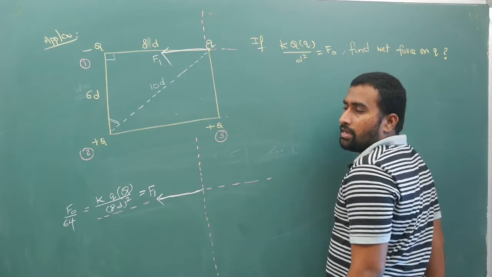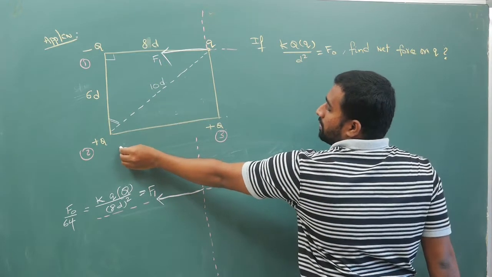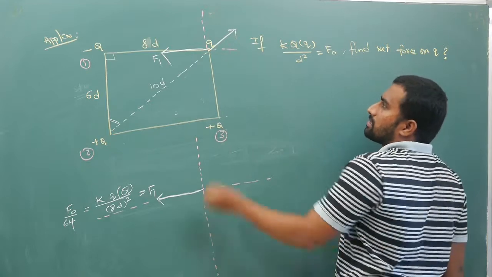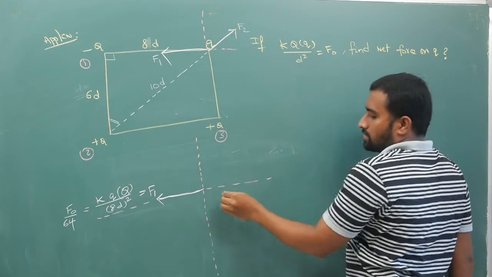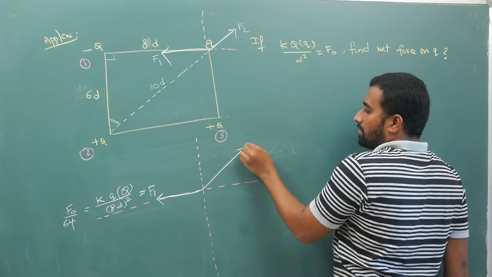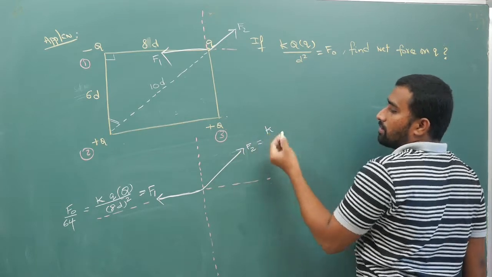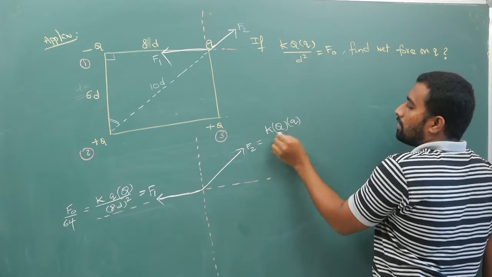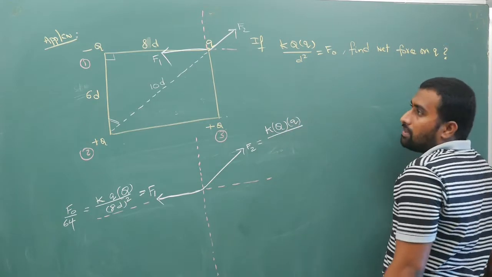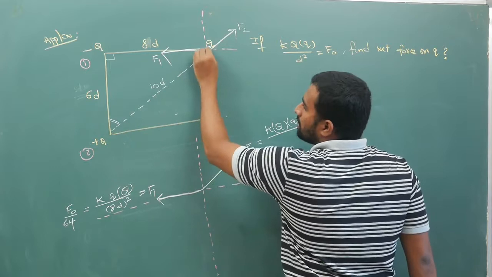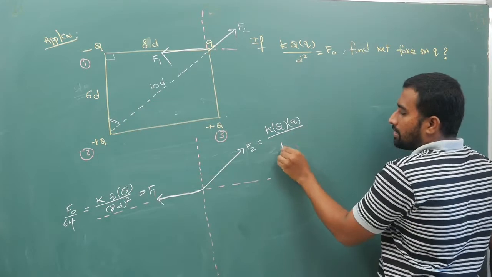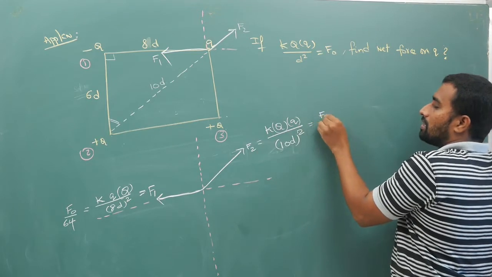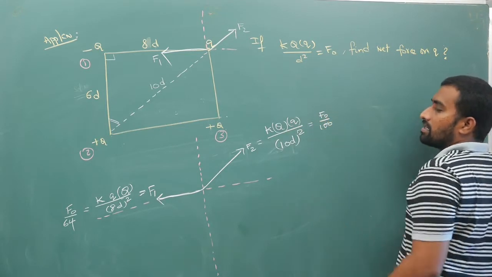Next, your F2 is from a positive charge, so because of which there is repulsion like this. So your F2 will be like this. So F2 is equal to K times capital Q into small q by, you have to consider this distance from here to here, the distance is 10d. So it is 10d whole square. So that is your F0 by 10 square, which is F0 by 100.